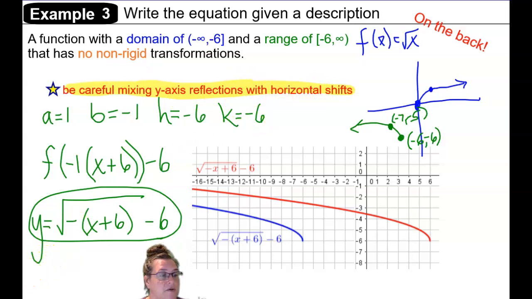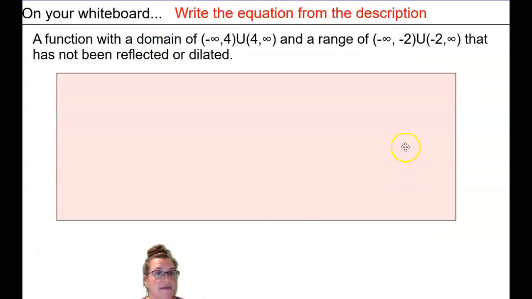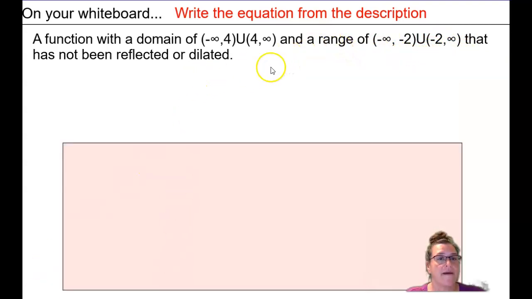Okay, so if you would try this next problem on some scratch paper or a personal dry erase board and pause the video. Once you've figured out what the equation is from this verbal description, then you can restart the video and we'll go over the answer together. Okay, so welcome back. Hopefully you had a chance to try this problem on your own. We're asked to write the equation for a function with a domain that is all real numbers except 4 and a range of all real numbers excluding negative 2.